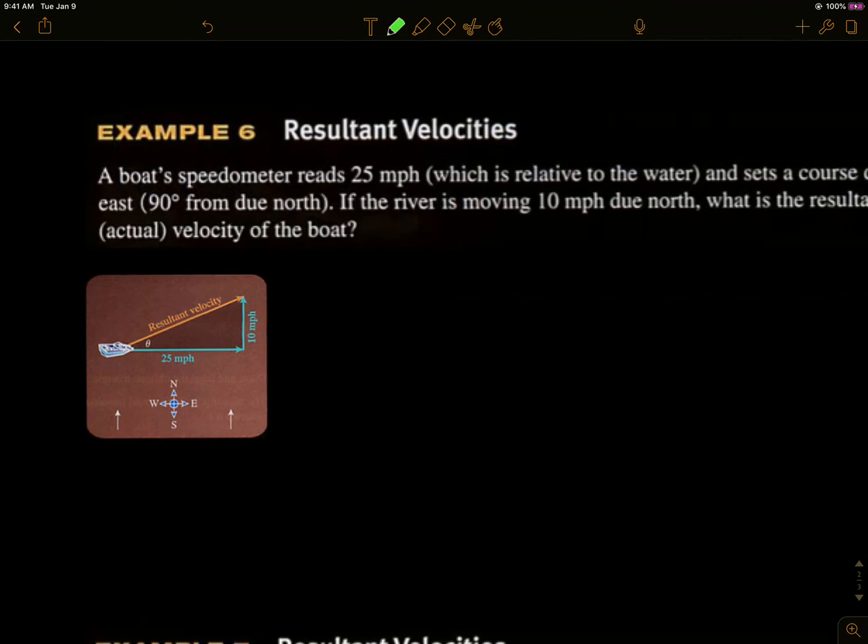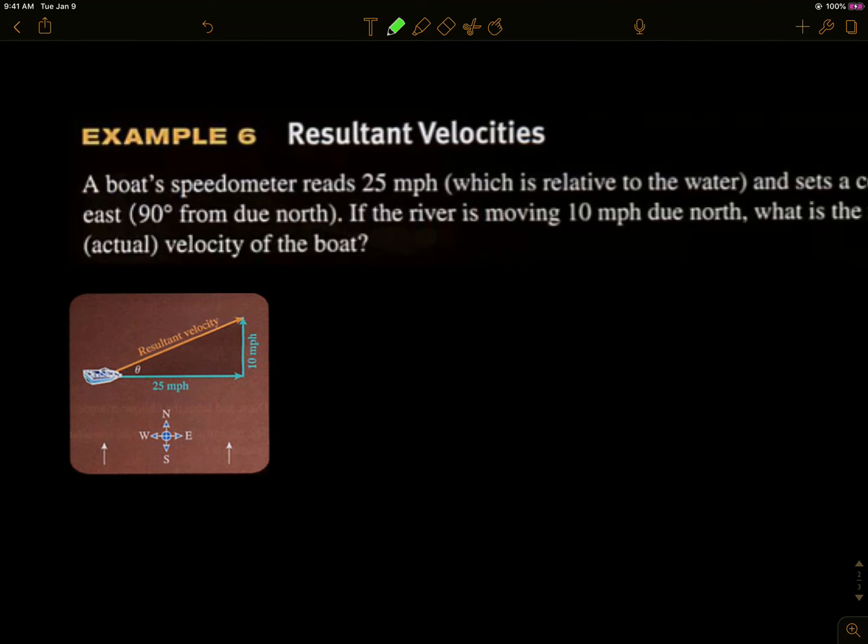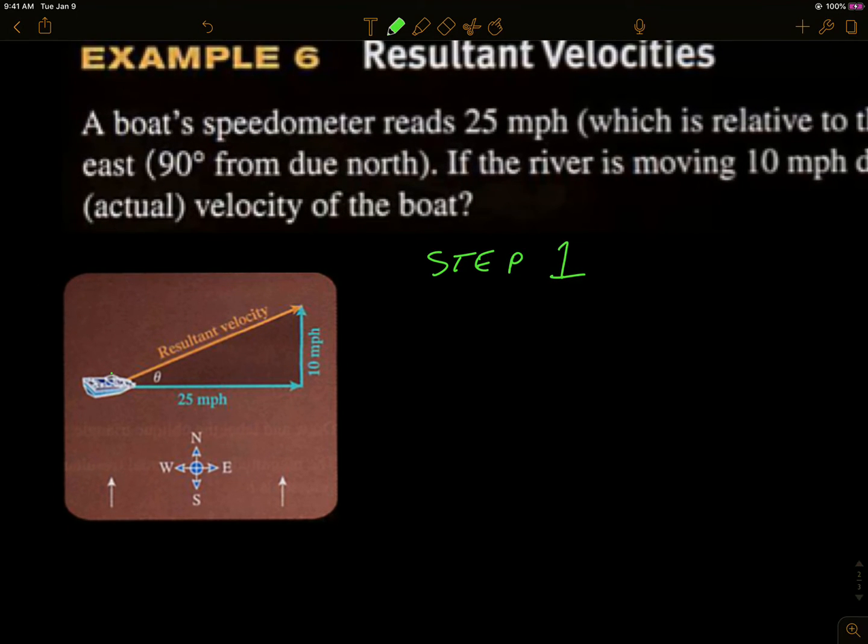All right? So a boat's speedometer reads 25 miles per hour, which is relative to the water, and sets course due east, 90 from north. The river is moving 10 miles per hour due north. What is the resultant or the actual velocity of the boat? So the first thing is step one, you want to draw a picture. So we got our boat here. We draw our boat.